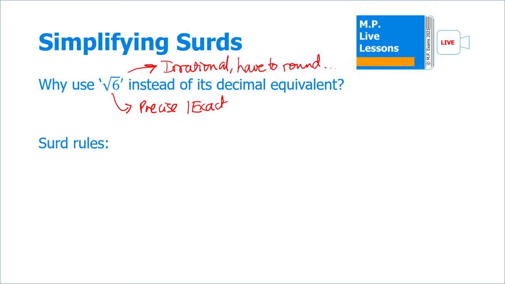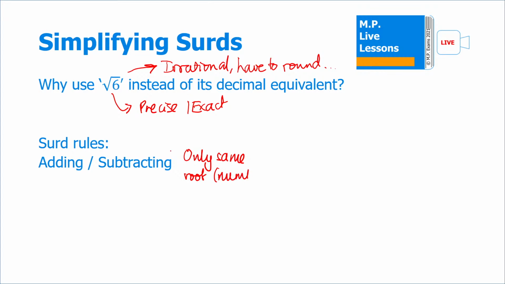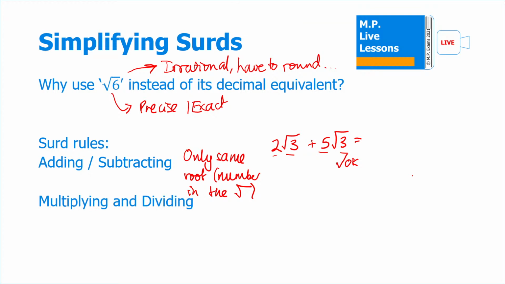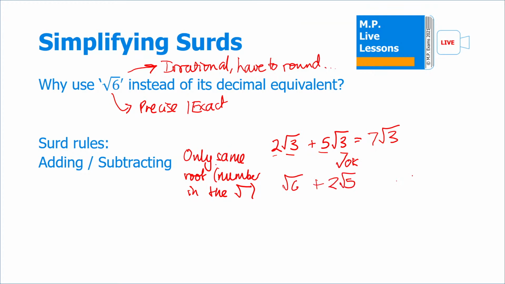So for surd rules, for example, we start with adding and subtracting. You can only do this when you have the same root. That's like the number in these square roots. For example, you could have 2 times the root of 3 plus 5 root 3. This works because you have the same root. So we add these together, and we get at the end 7 root 3.